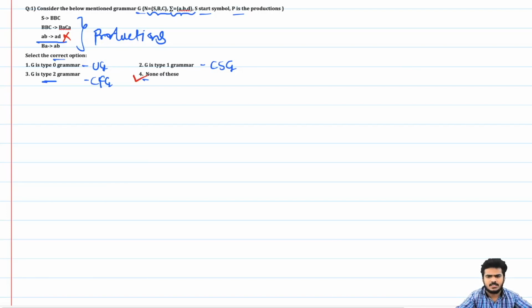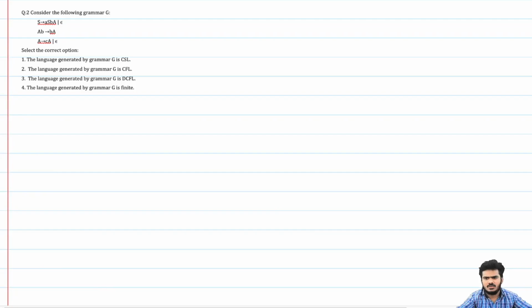Okay, let's see the second one. In this question the grammar is given, and the grammar has 3 production rules. The first production rule is S producing small a, S, B, capital A or epsilon. In the second production, A is the non-terminal and B is the terminal, and AB is producing BA. This production is allowed in a context sensitive grammar. So if one of the productions is context sensitive, then we can say that the whole grammar is a context sensitive grammar. Okay, so we have to select the correct option.